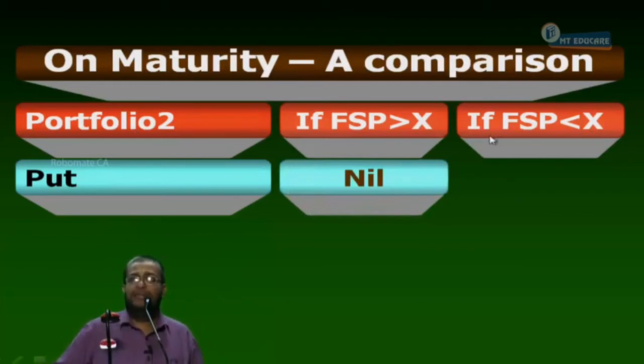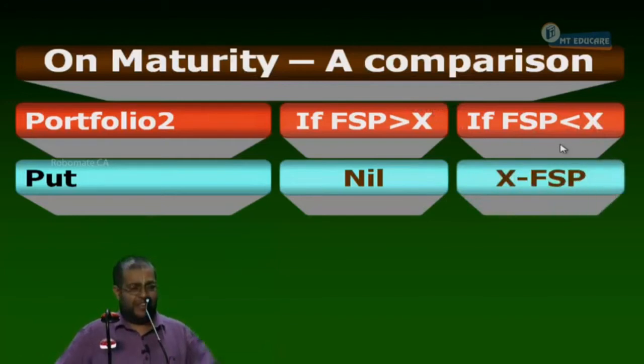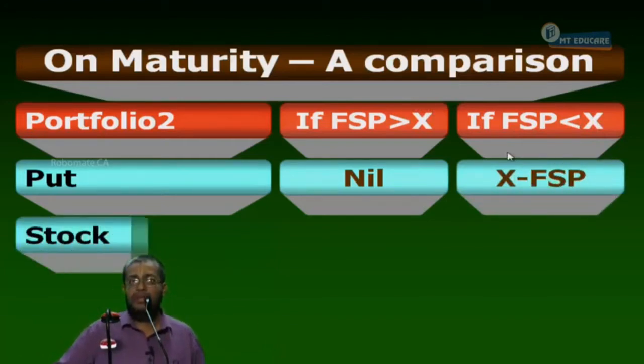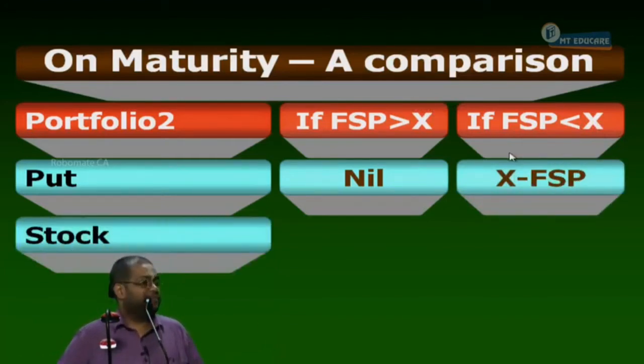Second case, FSP less than the strike price: exercise or lapse? I have a right to sell at a higher strike price, while a share is worth the lower FSP. I'll sell. What is the benefit the put gives me? It gives me X, while a share is worth FSP. So the benefit is X minus FSP. Yes or no? I am also having a share or not?